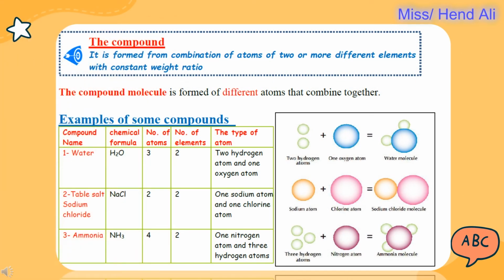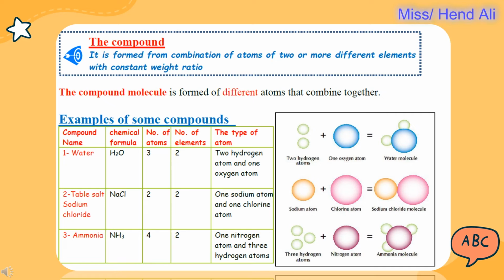Now, after we've talked about the element molecule, let's talk about the compound molecule. What is meant by a compound? It's a substance which is formed from what? From the combination of atoms of two or more different elements with a constant weight ratio. What is meant by constant weight ratio? Constant weight ratio means that we all know that water consists of one oxygen and two hydrogen. So you will not wake up one day and find out that water has changed from H2O into maybe H2O2. No, this will take us to another compound.